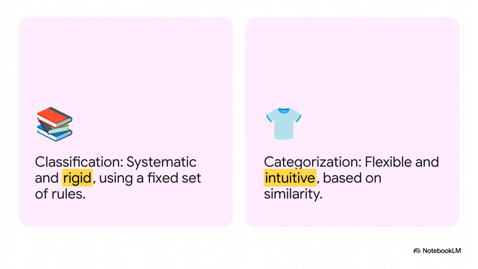Now, let's talk about how we group things. We can either classify them or categorize them. Classification, that's really rigid. It's systematic. Think of a strict librarian using the Dewey Decimal System. There are rules. Categorization, on the other hand, is way more flexible and intuitive. It's more like how you organize your own closet, maybe by color or by season. They're just two different tools for two very different jobs.